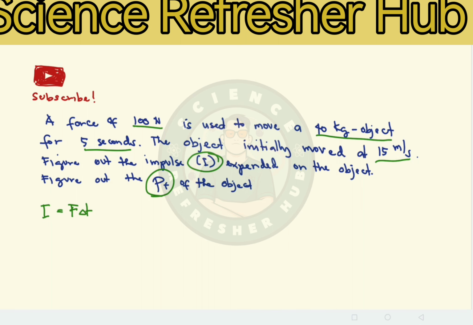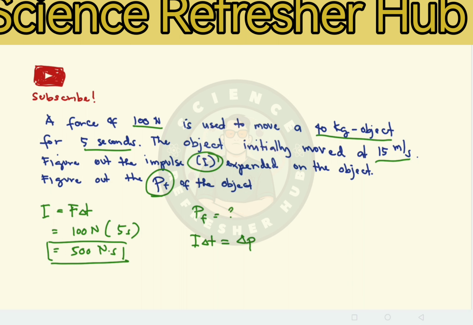Let's begin with impulse. Impulse is force times the change in time. Force is 100 newtons times the time of 5 seconds. The answer will be 500 newton seconds. This is the impulse. Let's look at the direction. Okay, it's positive. Now, let's find the final momentum. We can find the final momentum by using the theorem: impulse is equal to change in momentum.